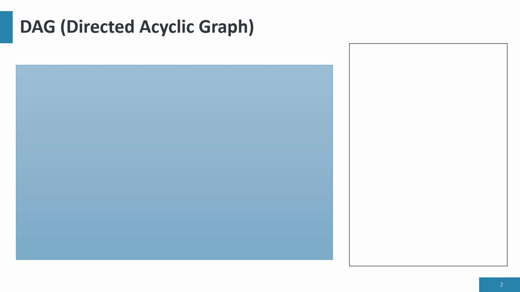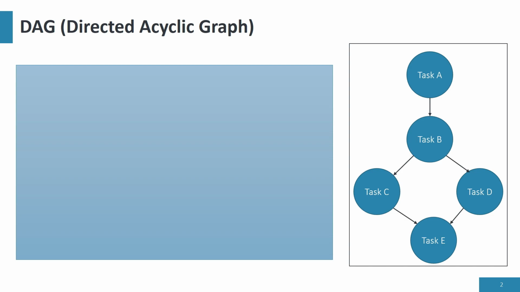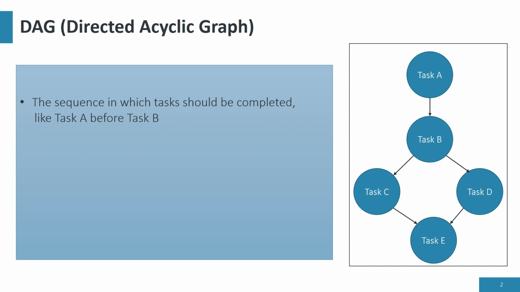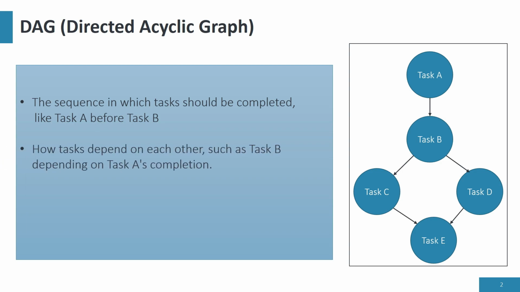Imagine you have a big data project with many tasks that need to be done in a specific order. A DAG in Airflow is like a roadmap or a flowchart for this project. It shows the sequence in which tasks should be completed, like task A should be completed before task B, how tasks depend on each other, such as task B is depending on task A's completion, when tasks should run, such as daily, hourly, or on specific days.